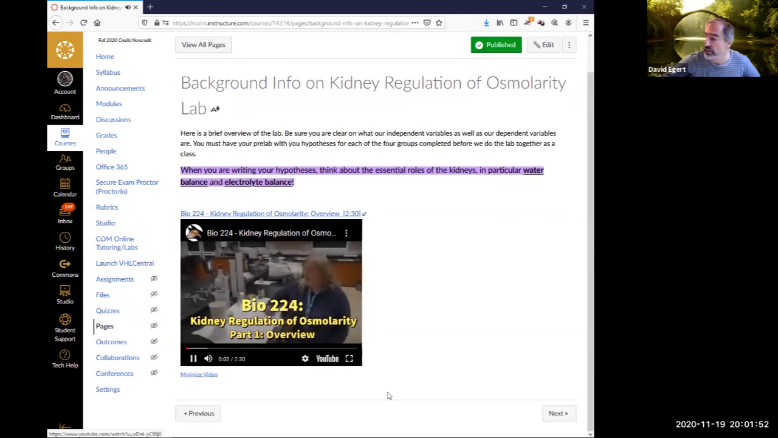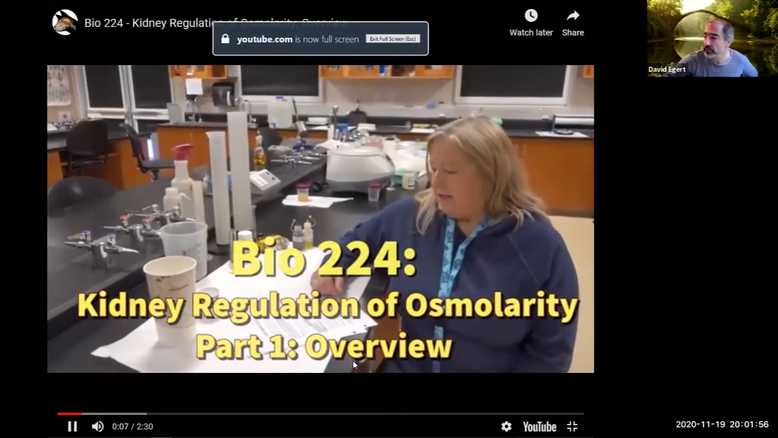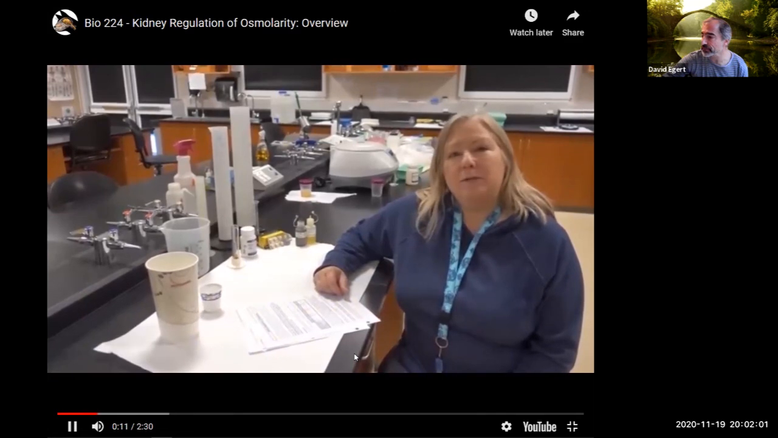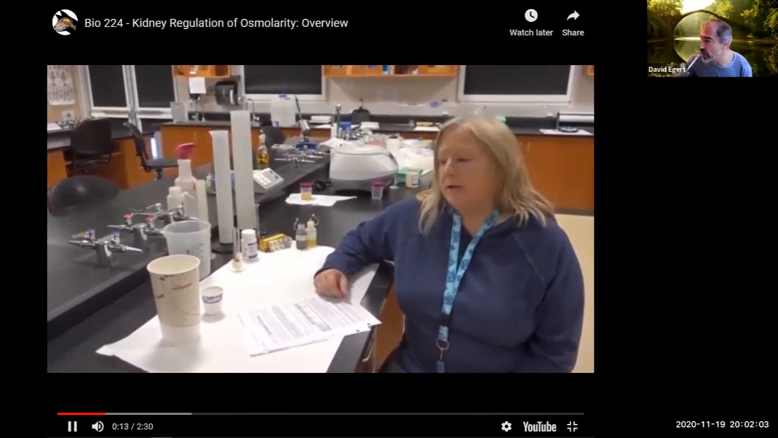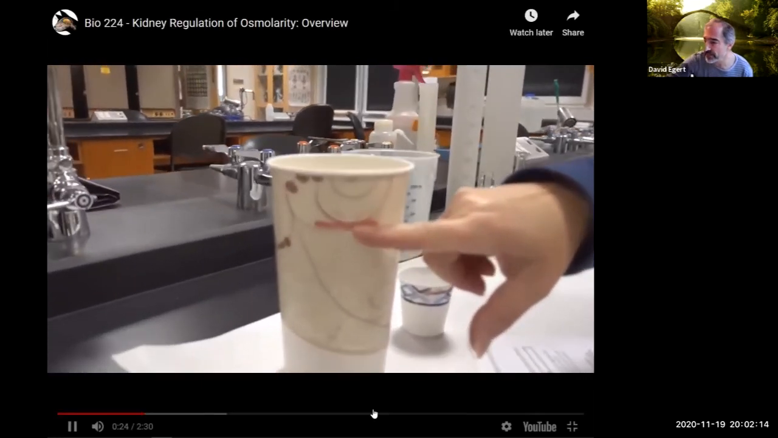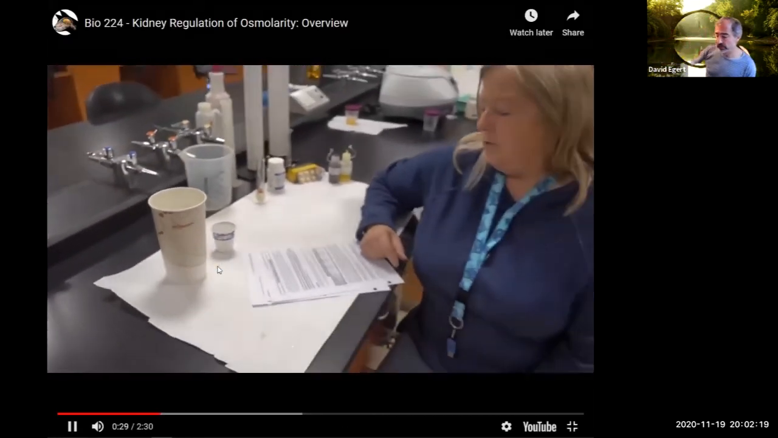We're going to be covering the kidney regulation of osmolarity lab today. And in this lab, we have students sign up for one of 4 groups. Group 1 is to consume 800 milliliters of water and nothing else. And this cup with this red line is 800 milliliters of water. We want those students in group 1 to drink that as quickly as they can as the start of the experiment.